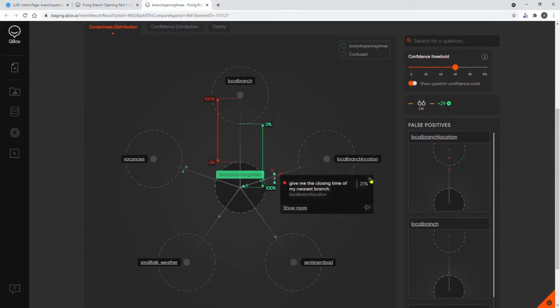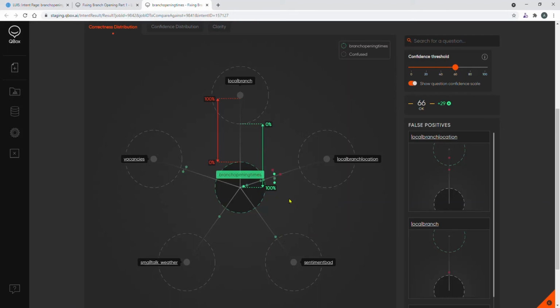2 of those pinned utterances could have some improvement made to their confidence, as they're currently falling just outside my confidence threshold circle. But for now, the priority is to get all my utterances for this intent correct, so all of them made green.